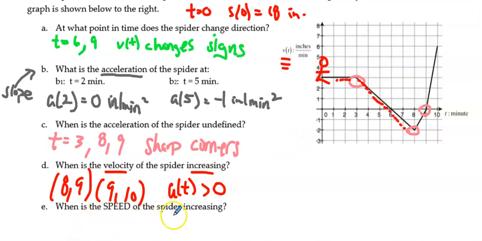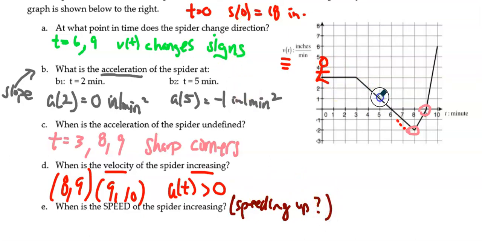When is the speed of the spider increasing? All right, so when is the speed of the spider increasing? So this is when we're speeding up. All right, when are we speeding up? And so, again, a blast from the past with what we're doing here. It's when our acceleration and our velocity have the exact same sign. So right here, my velocity is positive because, again, it's above the x-axis, but my acceleration is negative.